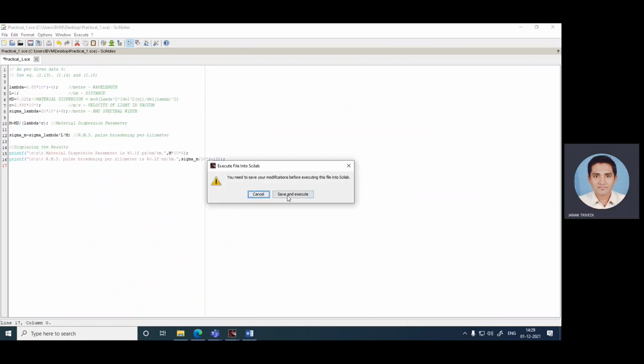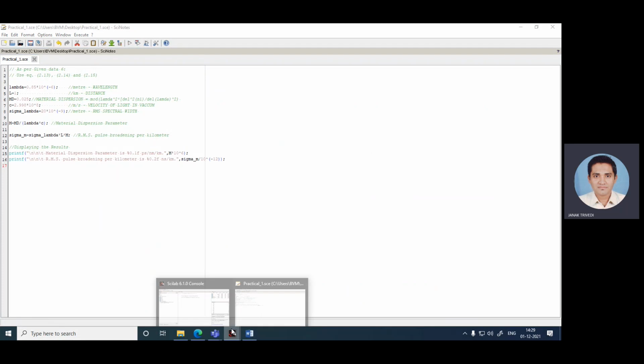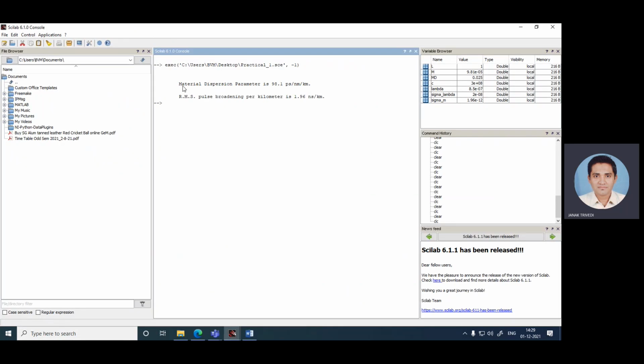Execute. The program is the same, just run it and see the result in the console window. The material dispersion parameter is 98.1 picosecond per nanometer per kilometer, and the RMS pulse broadening per kilometer is 1.96 nanosecond per kilometer.